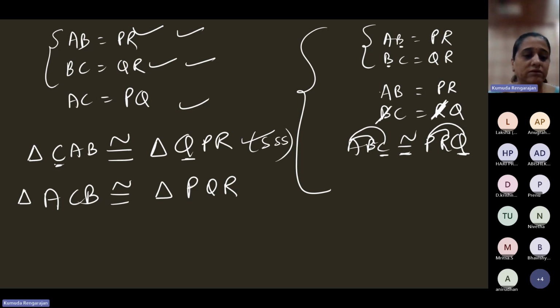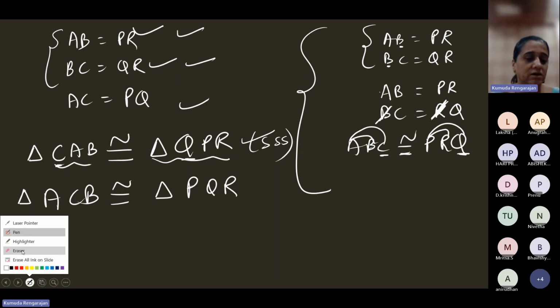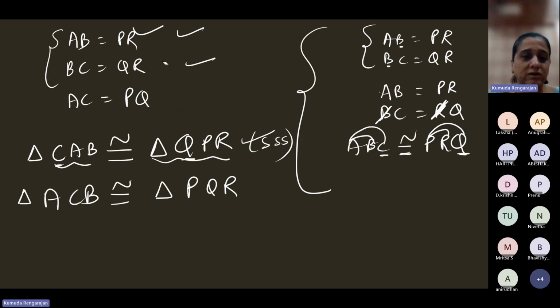So now if you're not sure about the order, you can use this method that I told you. Take up any two equalities, because naming the triangle in the correct order is very important. You cannot just write ABC, PQR.